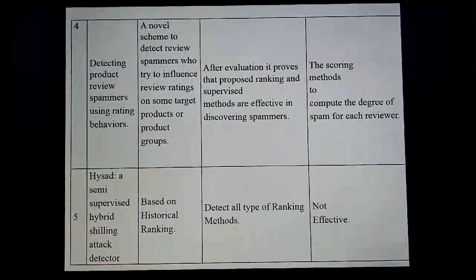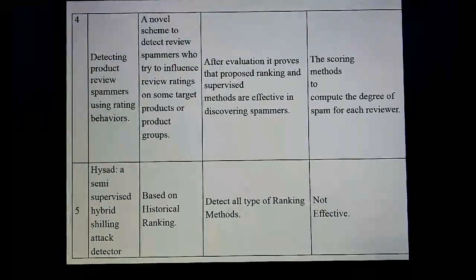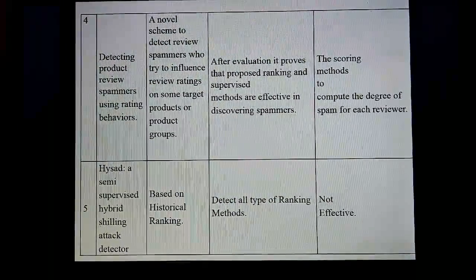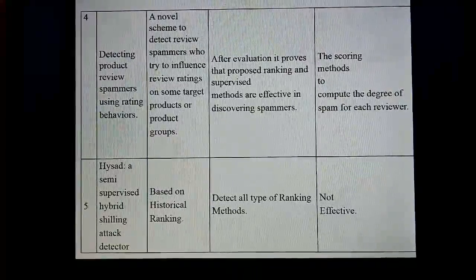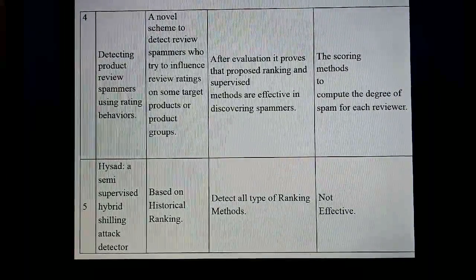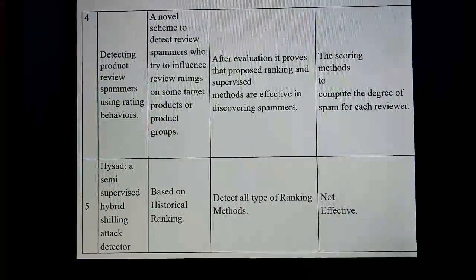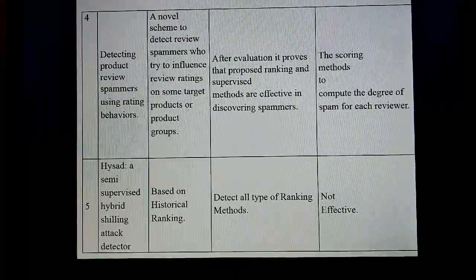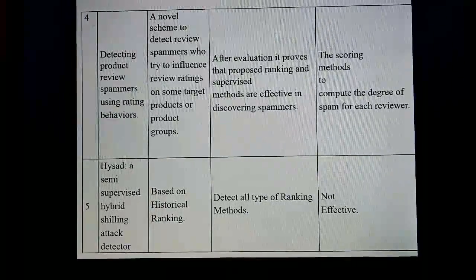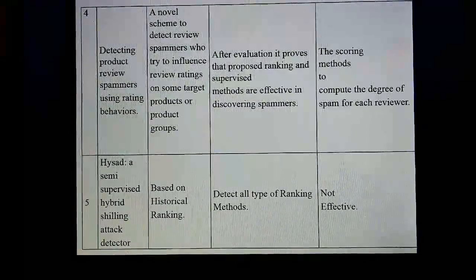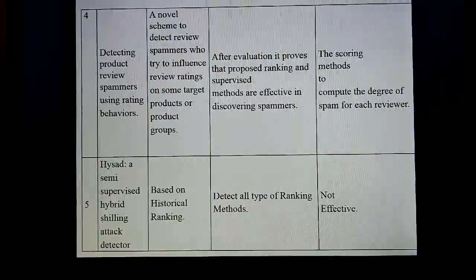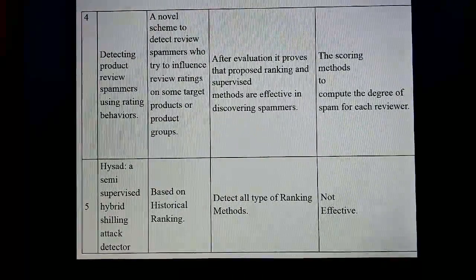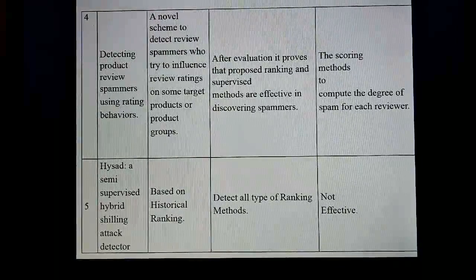The fourth paper I have taken is detecting product review spammers using rating behaviors. The technique used in this paper is a novel scheme to detect review spammers who try to influence review ratings on some target products. The advantage of using this paper is that after evaluation, it proves that the proposed ranking and the supervised methods are effective in discovering spammers. The disadvantage is the scoring methods to compute the degree of spam for each reviewer.